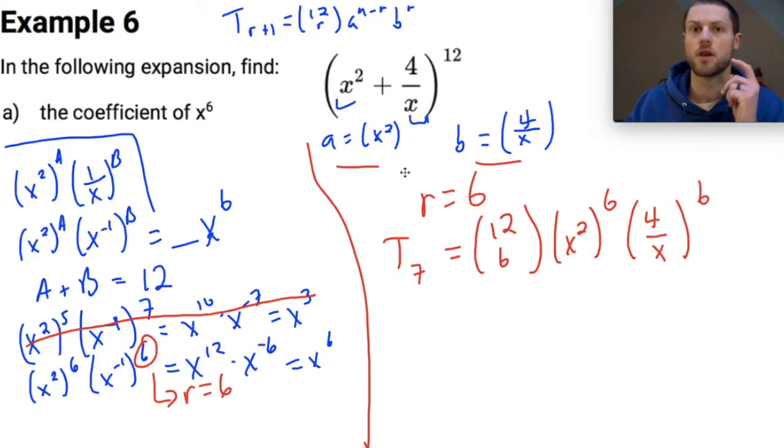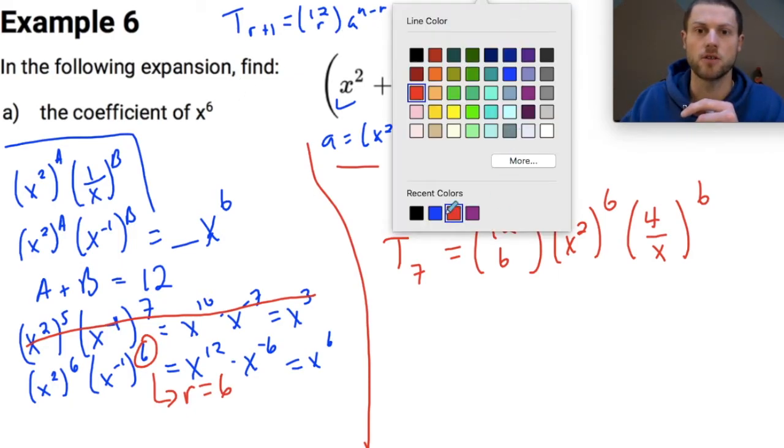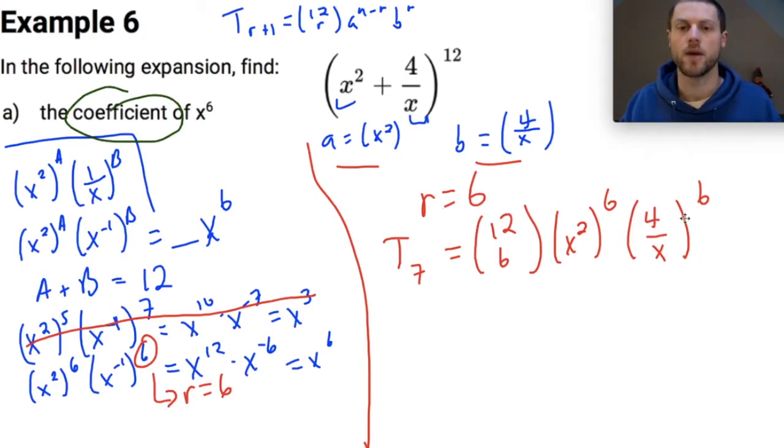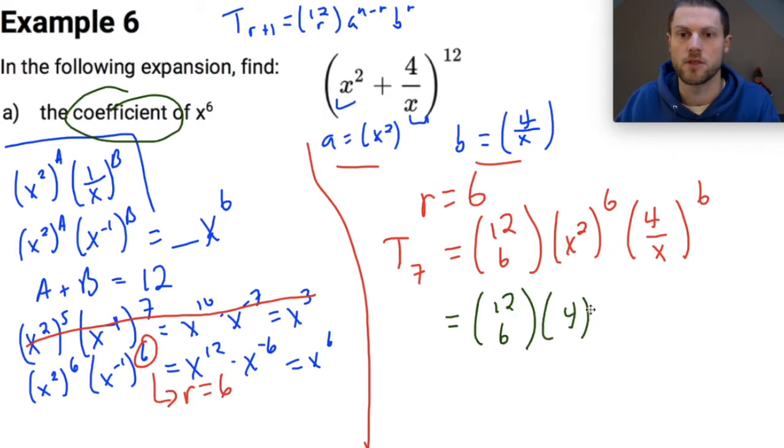Now remember, this question is asking me to find just the coefficient of x to the 6th. So I'm not going to spend my time expanding all this stuff out. I know that it already has an x to the 6th in it. The only thing that's missing is what the coefficient is. I'm not going to waste my time looking at anything that's not a coefficient. So really, the things that become coefficients are just whatever the number 12 choose 6 is equal to, and then this 4 to the 6th power. That's going to be my coefficient.